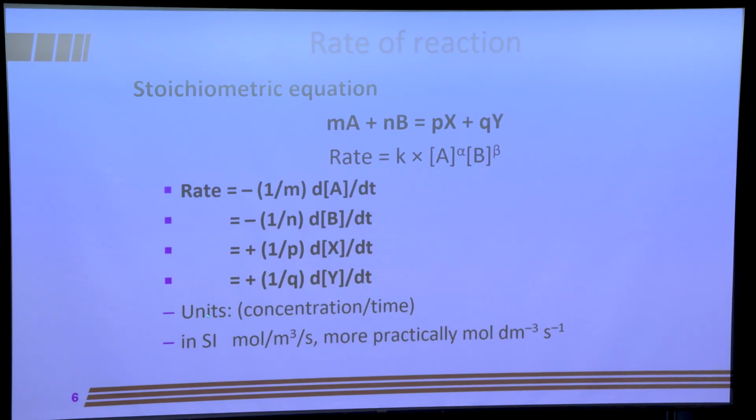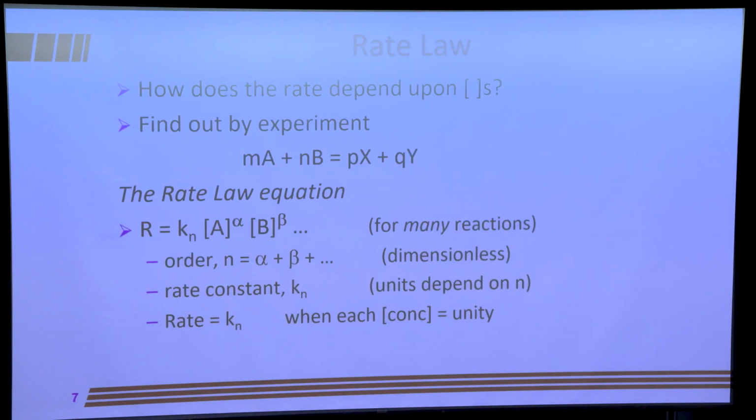Okay. So the units of rate is normally concentration per unit time. In SI units, it's moles per meter cube per second. More practically, it's moles per decimeter cube per second. Okay.